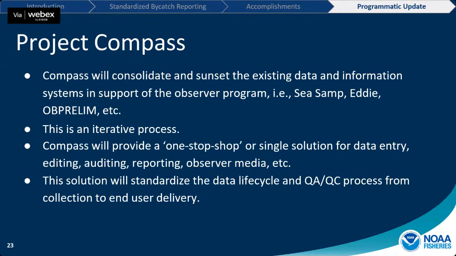And this is just to touch upon what our data and information systems branch is doing. Since 1989, when the observer program started, data collection processes and deliverables have greatly expanded. In order to modernize our systems, there really needs to be a consolidation of a variety of systems to ensure that they can work together and there aren't any duplicative processes happening. So we call this Project Compass. It's going to consolidate and sunset the existing data and information systems to support our program.